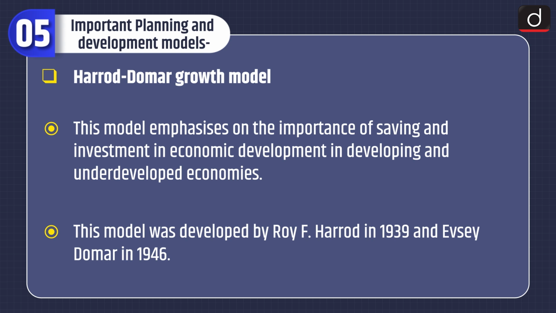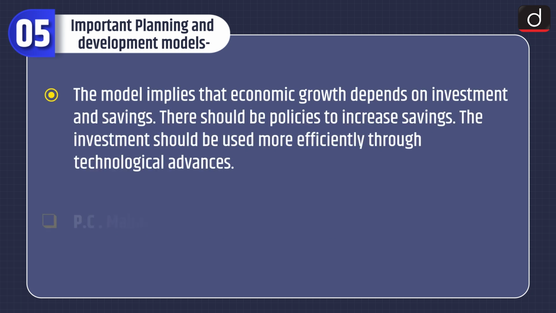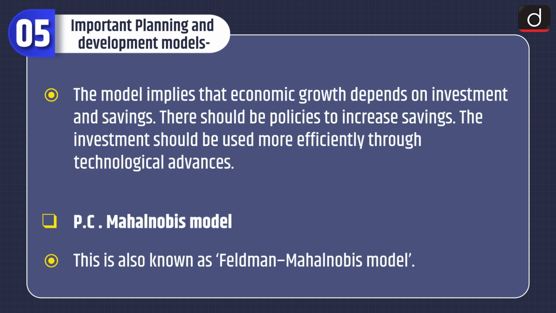First is the Harrod-Domar growth model. This model emphasizes the importance of saving and investment in economic development in developing and underdeveloped economies. This model was developed by Roy F. Harrod in 1939 and E. C. Domar in 1946. The model implies that economic growth depends on investment and savings. There should be policies to increase savings. The investment should be used more efficiently through technological advances.